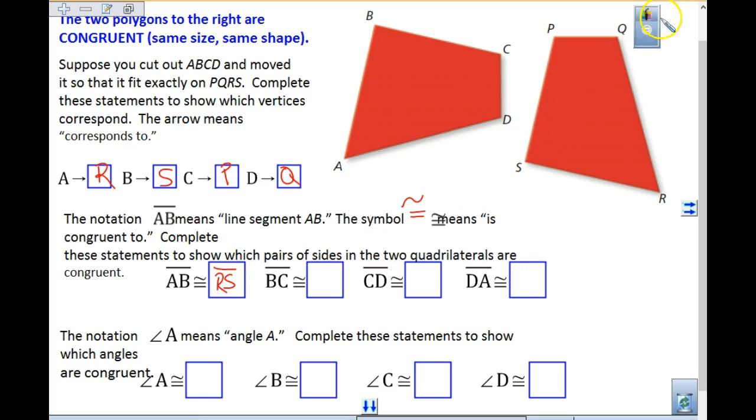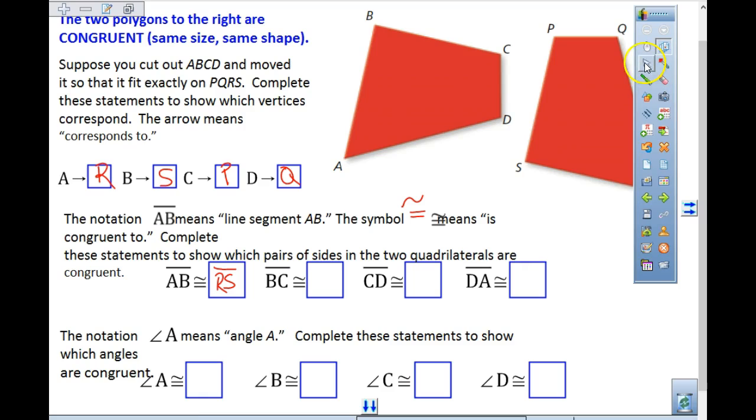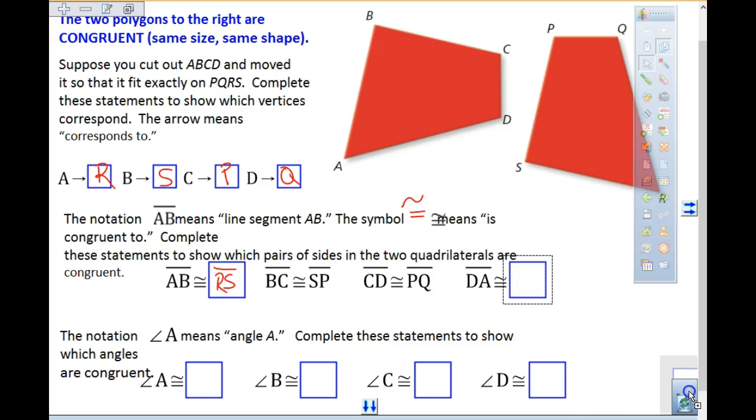So please fill in the other three right now without saying them out loud. So BC, I should see on your paper SP. And do the last two also. Okay? Do you agree? QR, PQ.